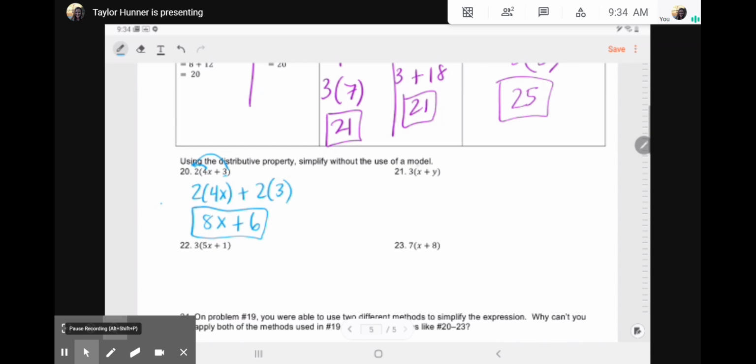This next one, 21, 3 times x plus 3 times y. That's actually as far as I can simplify. So that's 3x plus 3y. So I would like you guys to try 21 and 23 on your own.